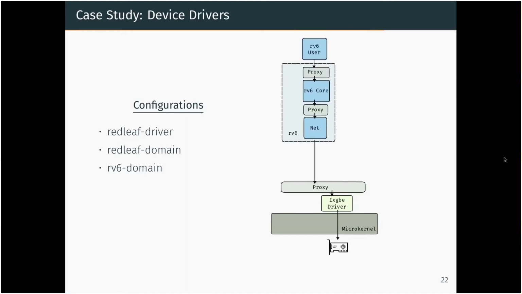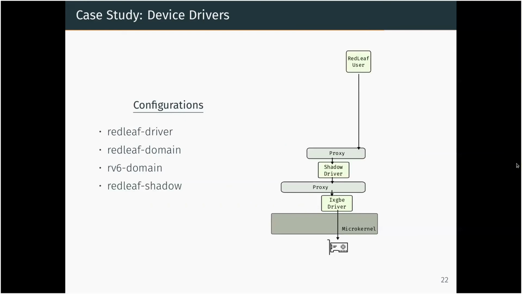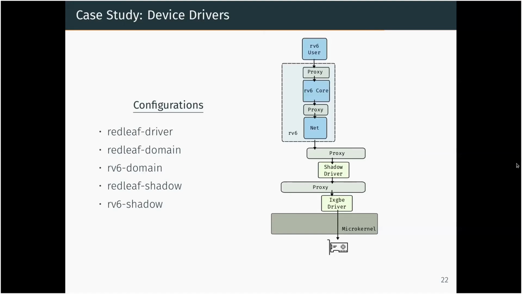As an RV6 domain, when the application runs as an RV6 program, it first enters the RV6 kernel with a system call and then calls into the driver. This is similar to a typical user application in a commodity operating system, which accesses the network stack through the kernel. Finally, we run the last two configurations with shadow enabled. These two configurations evaluate the overheads of transparent device driver recovery.